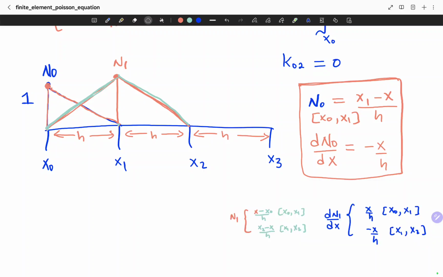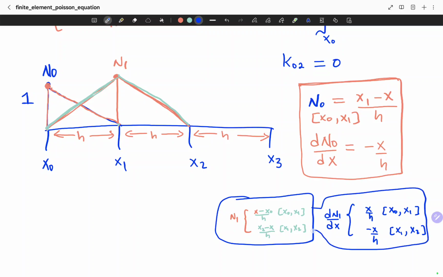We got, so now you should notice that we now have n1 and the derivative of n1. We have n1 and we have the derivative of n1. We have n0 and we have the derivative of n0. Now let's move to n2. n2 is here.